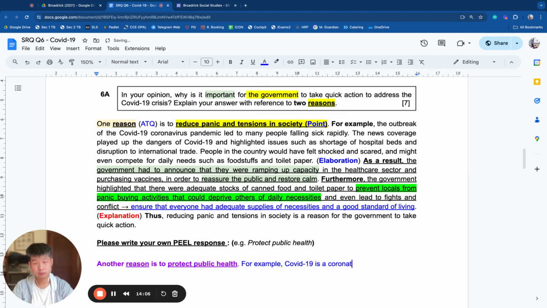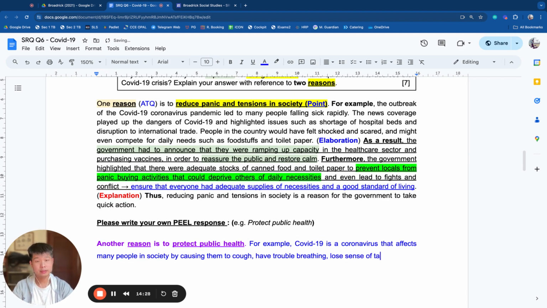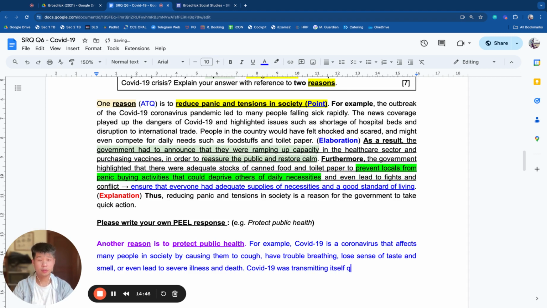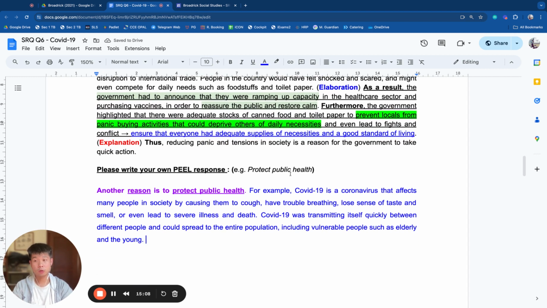COVID-19 is a coronavirus that affects many people in society by causing them to cough, have trouble breathing, lose a sense of taste and smell, or even lead to severe illness and death. COVID-19 was transmitting itself quickly between different people and could spread to the entire population, including vulnerable people such as the elderly and the young. Okay, I'm just going to add in one more last sentence.